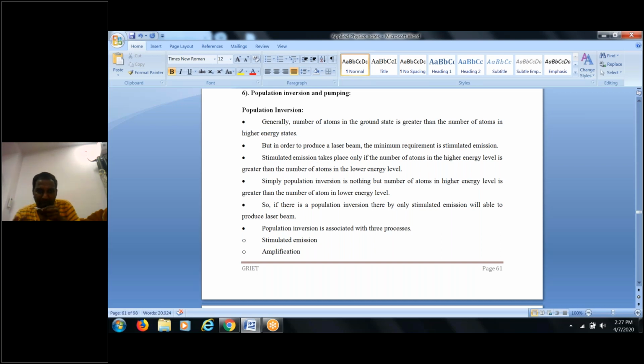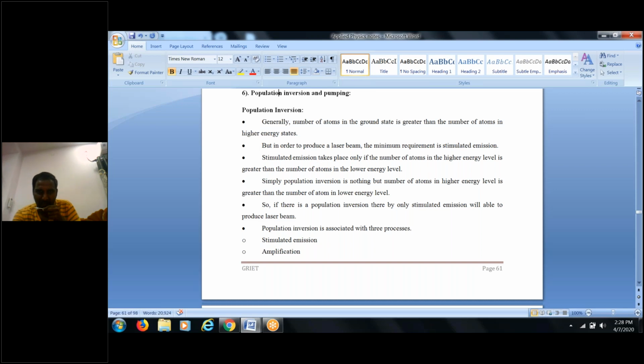But now, what is meant by population inversion? You have to write the inverse condition for population. What is the condition for population? N1 is greater than N2. What is the inverse of this? N2 is greater than N1. That means the number of electrons present in the higher energy level must be greater than the number of electrons present in the ground state, which is known as population inversion.